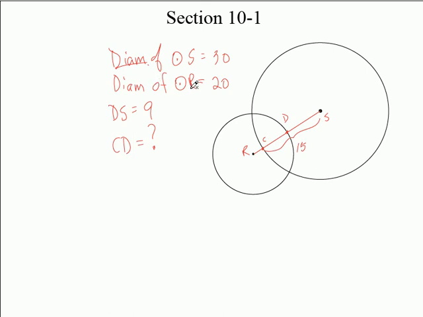Now the diameter of circle R is 20. So what would that tell us? That would tell us that RD would be 10. All right. And what do they ask? Oh, DS is 9, and they ask for CD. From here to here, let's make that a little bit bigger, a little fatter. That's what we're looking for, that thing right there.